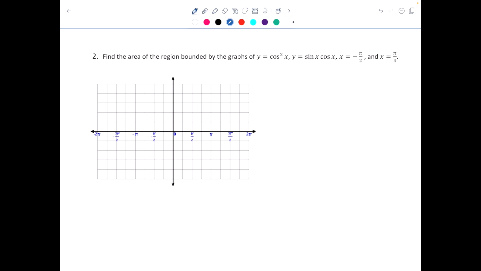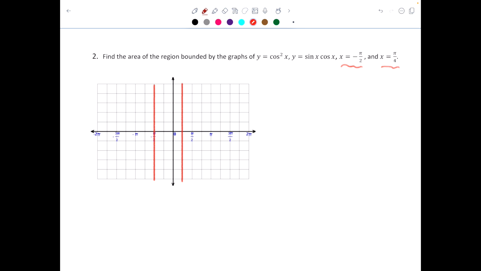Find the area of the region bounded by the graphs of y equals cosine squared at x, y equals sine at x times cosine at x, x equals negative pi over 2, and x equals pi over 4. So here we go. X equals negative pi over 2 is this vertical line here. And then x equal to pi over 4 will be about here. So that takes care of these two.